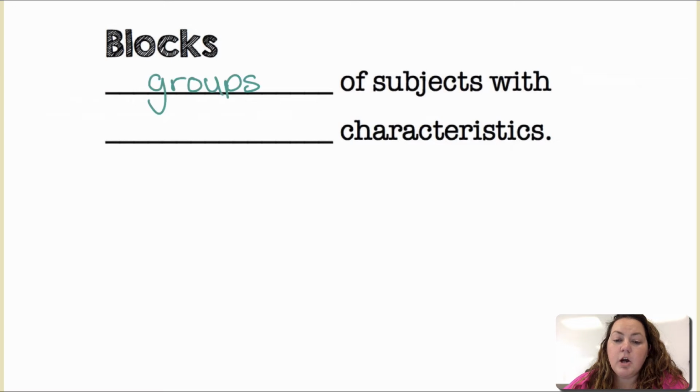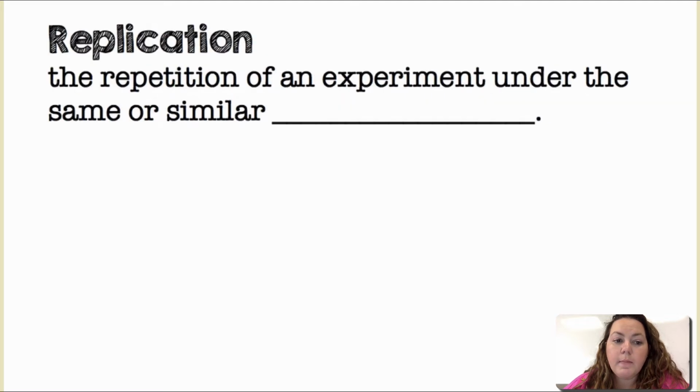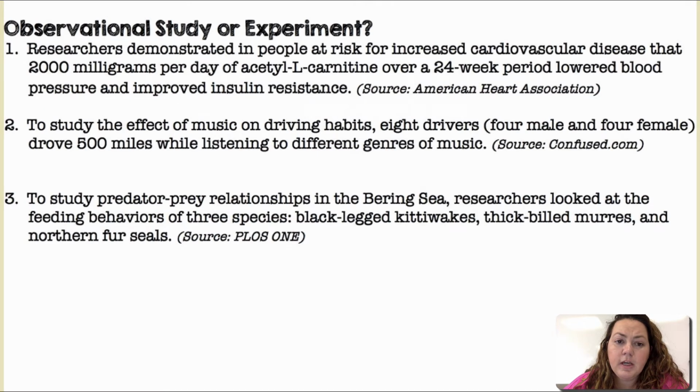Blocks are groups of subjects with similar characteristics. Randomization is a process of randomly assigning subjects to different treatment groups. It's very important to have randomization when you're designing an experiment. Replication is the repetition of an experiment under the same or similar conditions. You also want to repeat it many, many times.